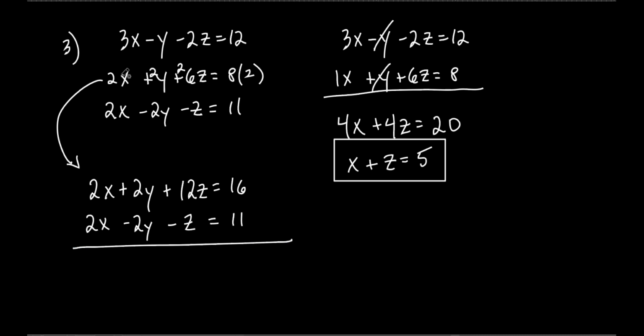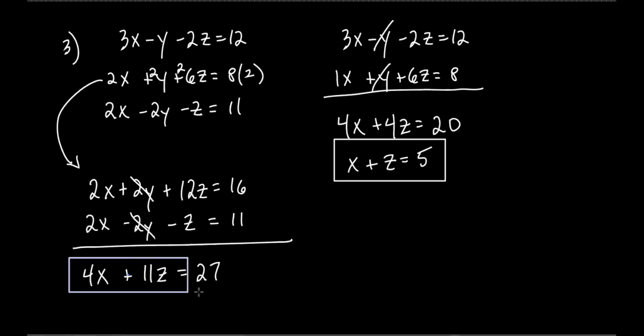Now, why in the world did I multiply this by a 2? So I can get this to be a 2y and so I could cancel out the y's. Because remember, right here I have an x and a z. I want to cancel out the y's here. So the y's cancel. Add up everything else. 2x plus 2x is 4x. What's this? Plus 11z. And what's that? 27. All right. Can I simplify this equation at all? No, I can't. So I've got that.